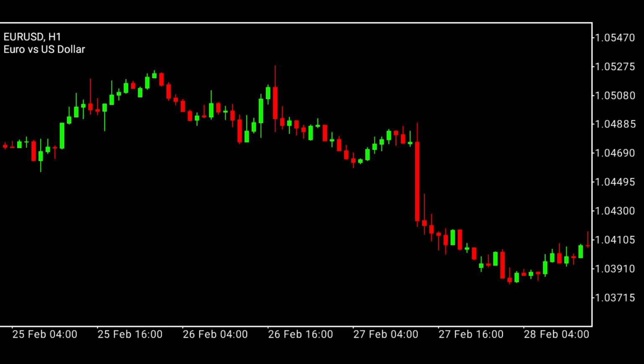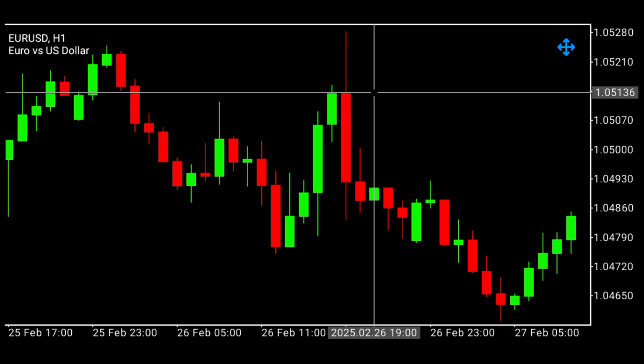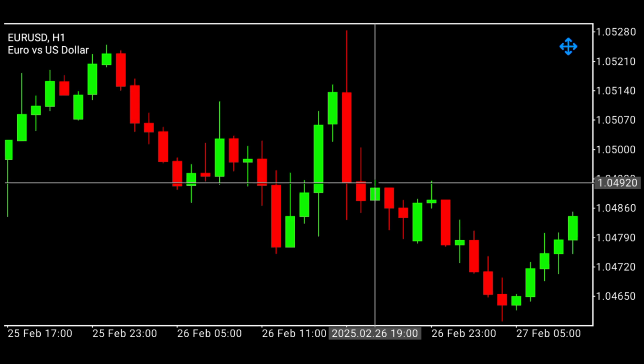So, let's say you want to know the price of this red candle here. Remember that red candlesticks open above, at the top of the rectangle here, and close below, at the bottom of the rectangle here. For the opening price of this candle, place your mouse at the top of the rectangle here, and it shows the opening price, and for the closing price of the candle, place your mouse at the bottom of the rectangle, and it will show you the closing price.